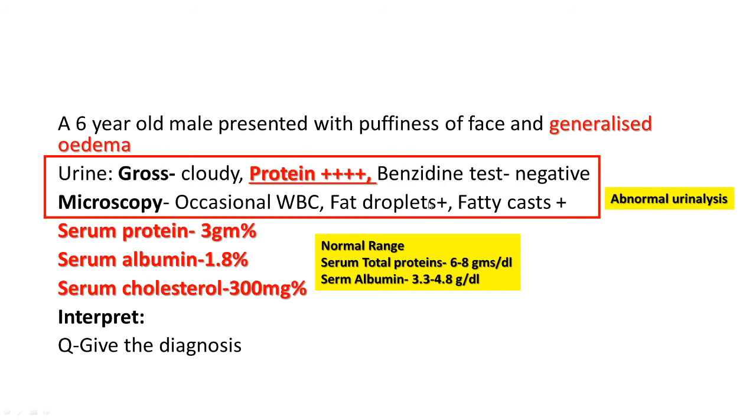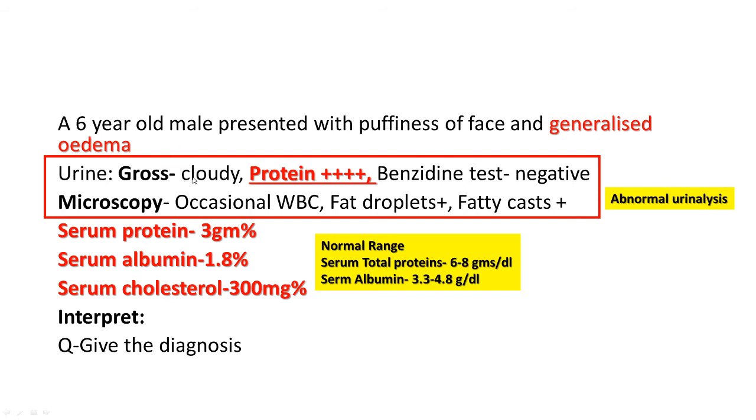As you can see, the patient has the normal range of total protein, 6 to 8 grams per dL. Serum albumin is 3.3 to 4.8 grams per dL, but here you can see it is very low. Serum protein is 3 grams and serum albumin is 1.8, which is low, and serum cholesterol is high, increased. And there is abnormal urine analysis.